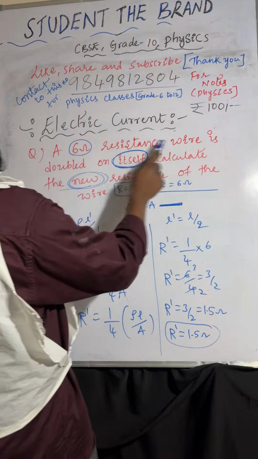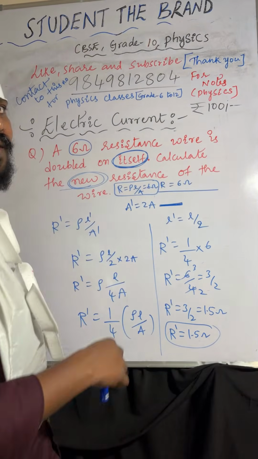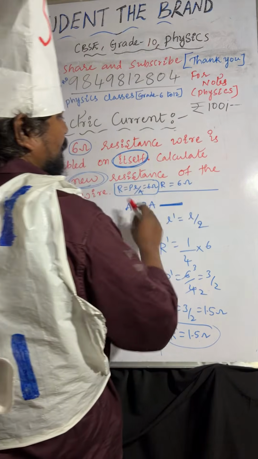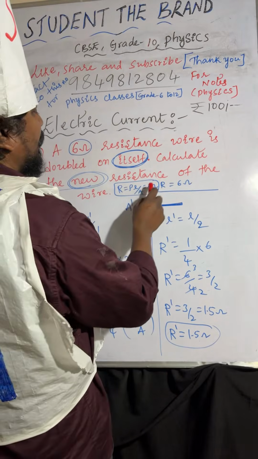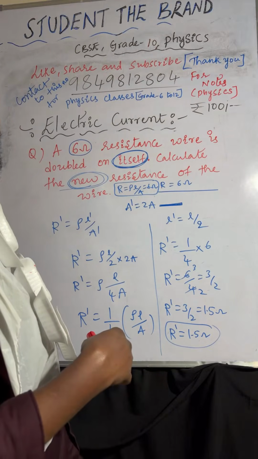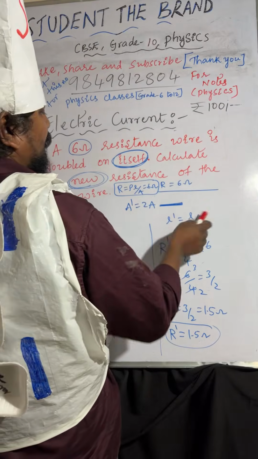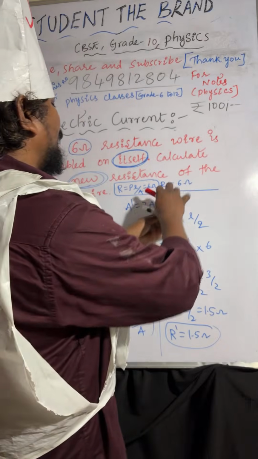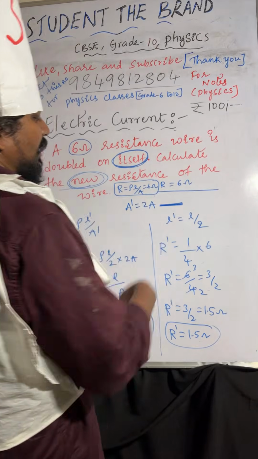Now you can see here. A 6 ohm resistance wire is doubled on itself. Calculate the new resistance of the wire. Very simple. This is the first wire, 6 ohm resistance, that is R equal to rho into L by A, which is 6 ohm. Then the new resistance: it is folded, like this wire. So A dash is 2A and L dash equal to L by 2.